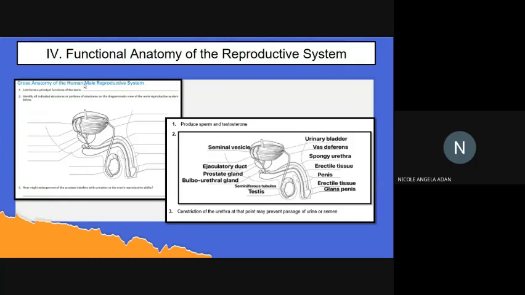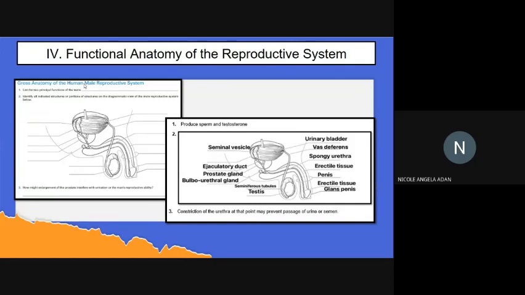Number 2, we need to identify all indicated structures or portions on the diagrammatic view of the male reproductive system. For the right side, we have urinary bladder, vas deferens, spongy urethra, erectile tissue, penis, erectile tissue again, glans penis, and for the left side, seminal vesicle, ejaculatory duct, prostate gland, bulbourethral gland, seminiferous tubules, and testis.